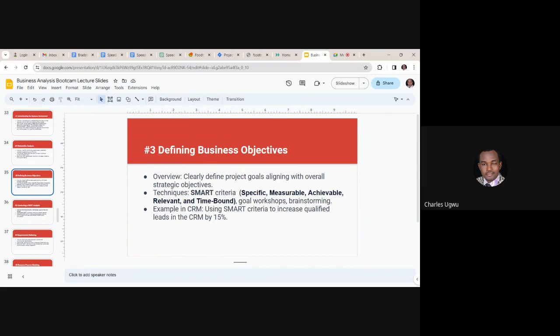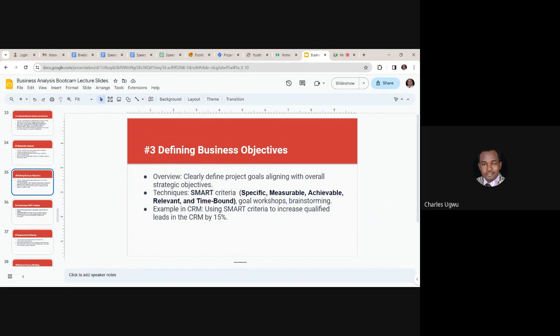In CRM, using SMART criteria can lead us to increase qualified lead in the CRM by 15%. So looking at it here, you can see that it's specific. They said this before we say 15%, it means that maybe at the moment what we have is still 2%. So we are looking at achieving 50%. So this is a clear picture of what they want.